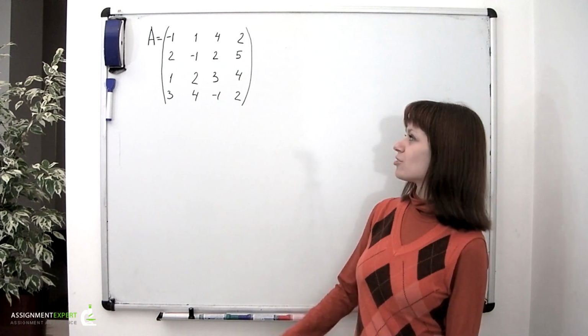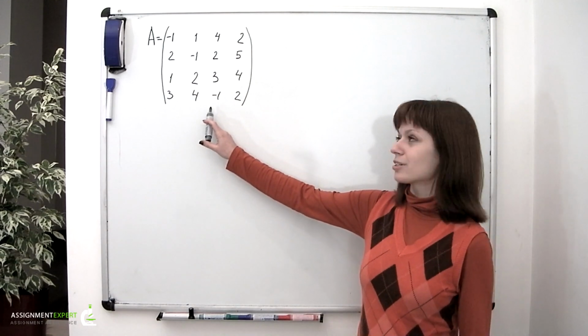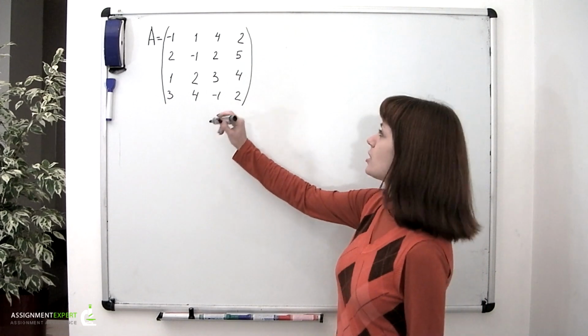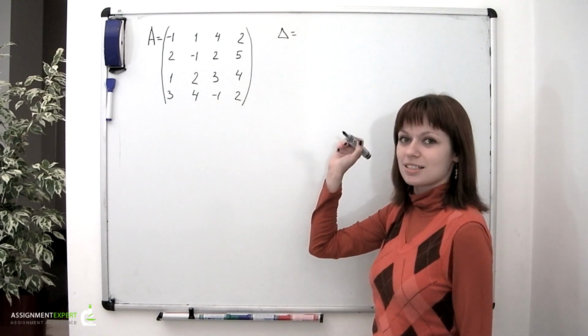Given a 4 by 4 matrix, let's calculate its determinant. Since it is a 4 by 4 matrix, a square matrix, its determinant can be found. Let's recall a nice formula allowing us to calculate a determinant of any size, and it goes like this.